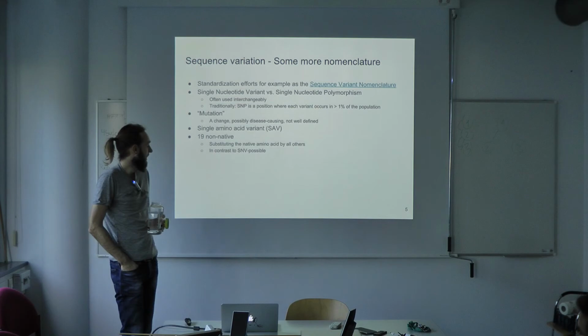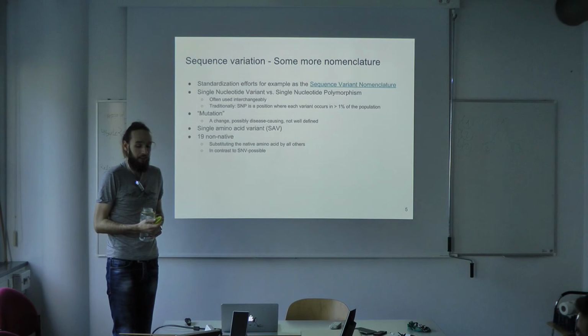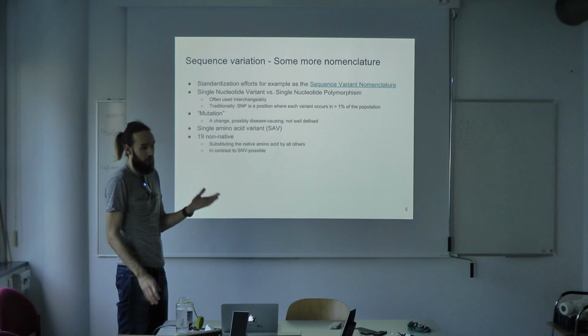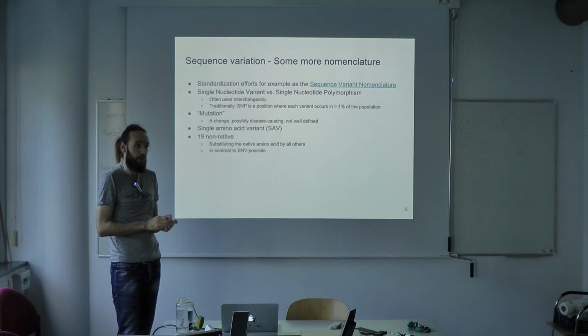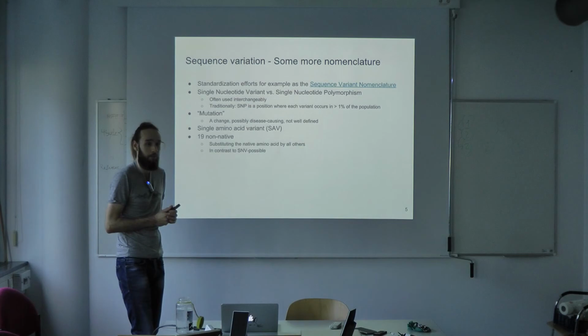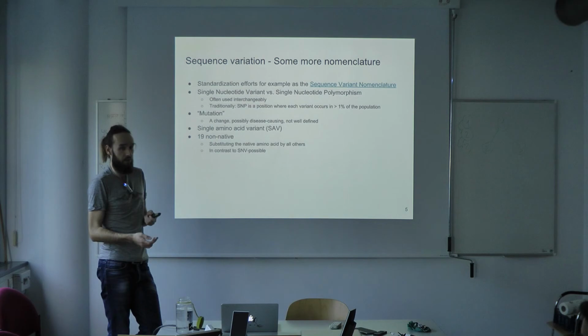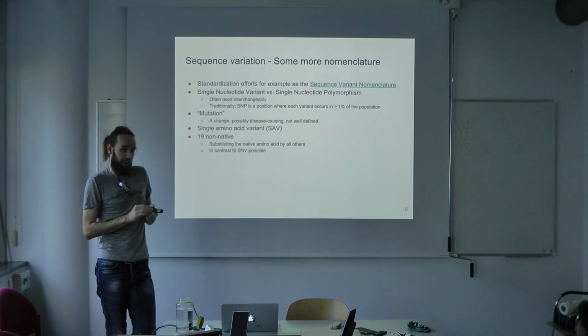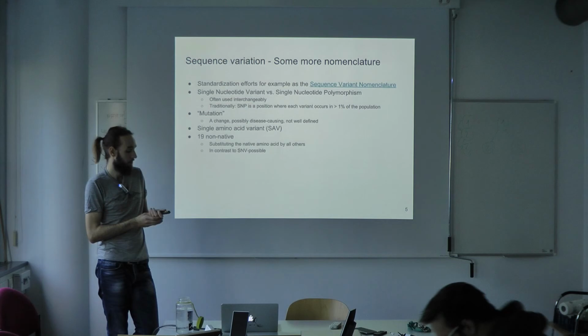And then finally, there's the idea of 19 non-native. We'll get back to this later. The idea here is that you have a position in a sequence, you have a certain amino acid there, and 19 non-native are the variants to all other 19 amino acids. So if you have 20 to choose from, there are 19 possible variants that could occur at one position. So that's what we mean if we say 19 non-native. And 19 non-native is in contrast to SNV possible or SNP possible.